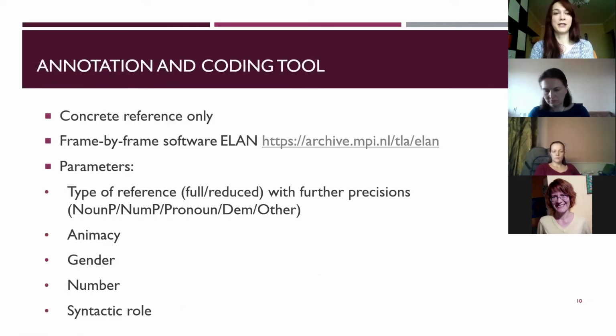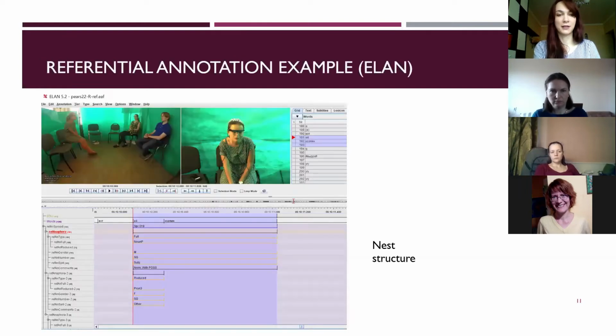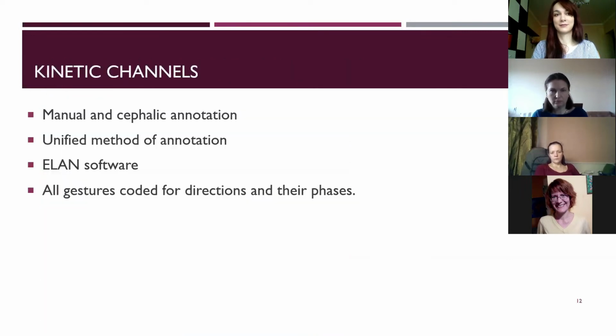For annotation, we used the frame-by-frame software ELAN, a well-known annotation tool, and all types of expressions were coded for their type, for animacy, for gender, and number. Here is a screenshot of our referential annotation, how it looks in ELAN. A few words about the kinetic channels. There were manual and cephalic channels annotated according to the unified method of annotation adopted in our corpus. The ELAN software allowed us to align the manual and cephalic annotations, as far as the direction of the gesture and the phases of the gestures are concerned.